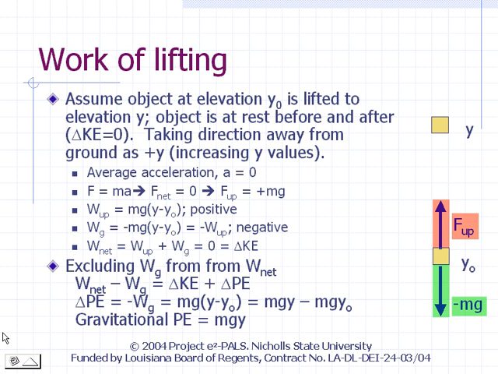Since gravity is a conservative force, we can exclude the work due to gravity from the sum of all the work, and identify it as the negative of the change in the potential energy. Since the work due to gravity is equal to negative mg times y minus y0, the change in the potential energy due to gravity is equal to positive mg times y minus y0, or mgy minus mgy0. This suggests that we can define gravitational potential energy as mgy.